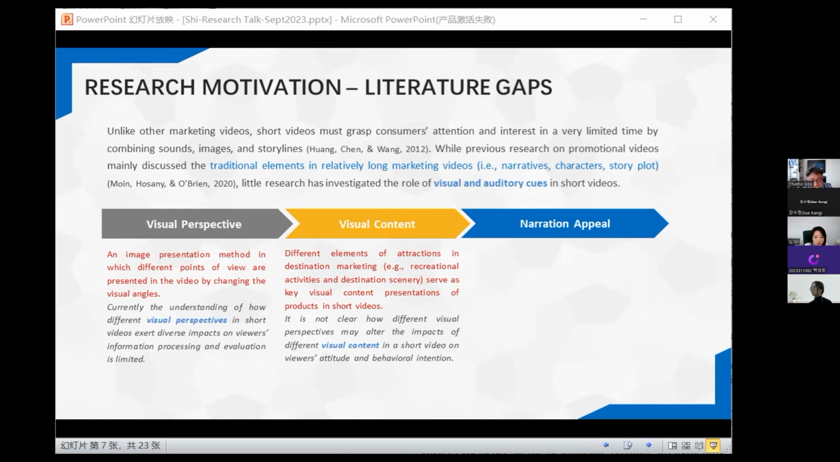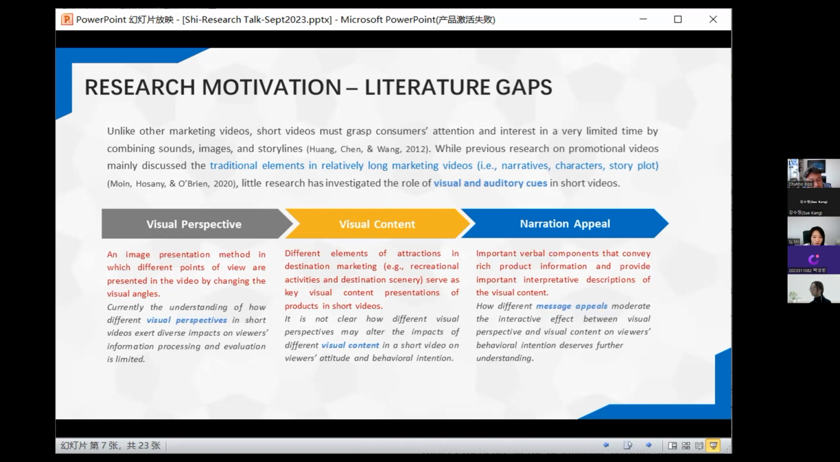And except for the visual elements, because the visual perspective and visual content both belong to the visual elements, the narration messages are also very important because they are the verbal components that can convey product information and provide rich interpretative descriptions of the visual content. So we also choose to focus on the voice-over narrations as an additional audio presentation of the messages, and they could offer corresponding audio explanations to the visual content of the videos. So therefore, we think that how different message appeals of the narration moderate the interactive effect between the visual perspective and visual content on the viewer's behavioral intention deserves further understanding.